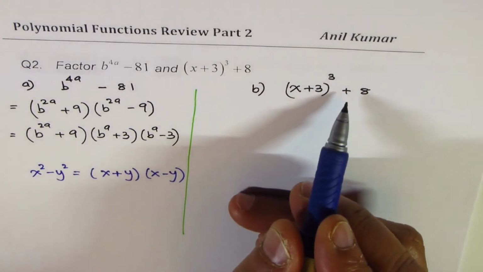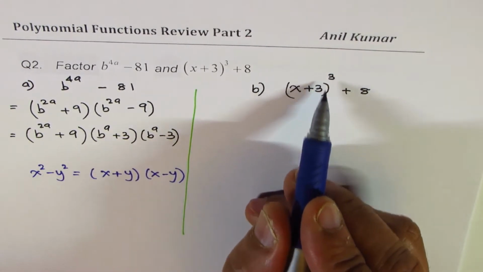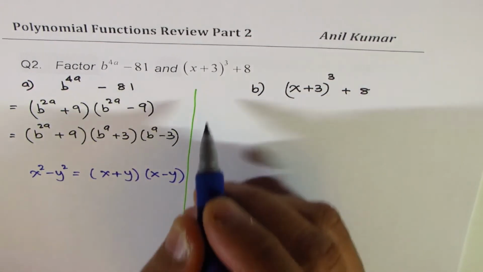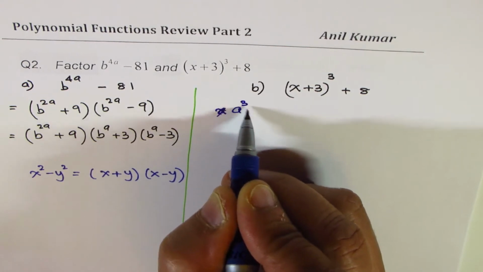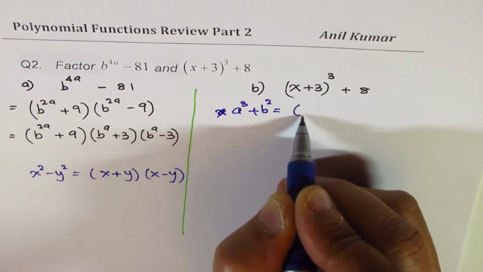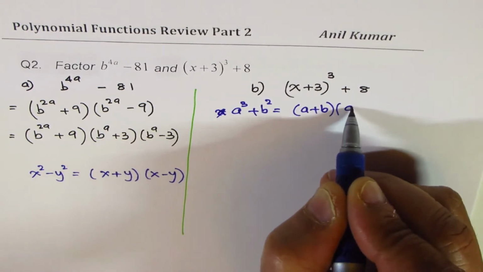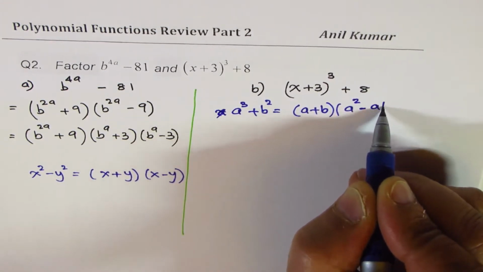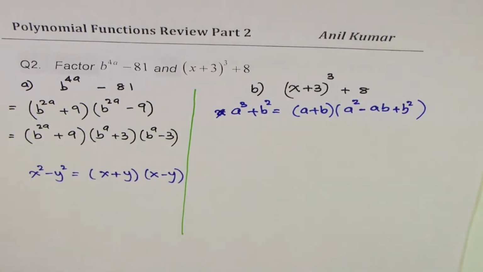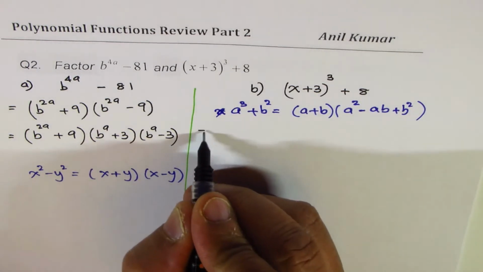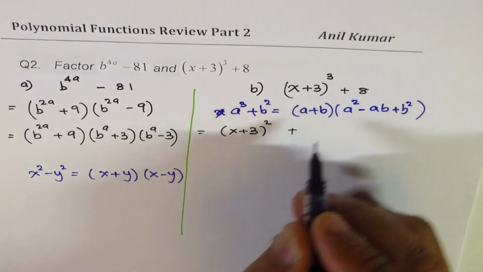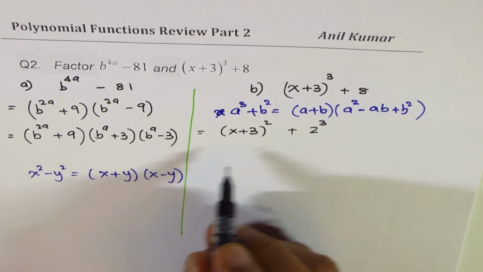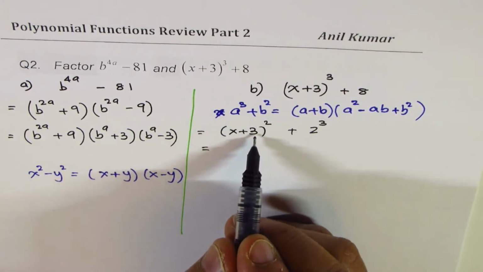Now to factor (x plus 3) whole cube plus 8, we could use the formula for, let me write, a cube plus b cube formula, right? Which is (a plus b) times (a squared minus ab plus b squared). So that will help us to straight away factor the given expression. So let's rewrite this as (x plus 3) whole cube plus 8, which could be written as 2 cube. Now a for us is x plus 3, b is 2.